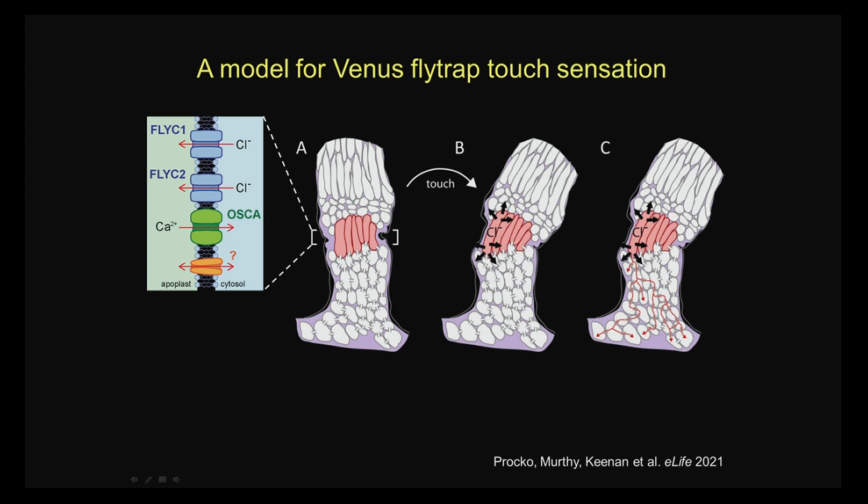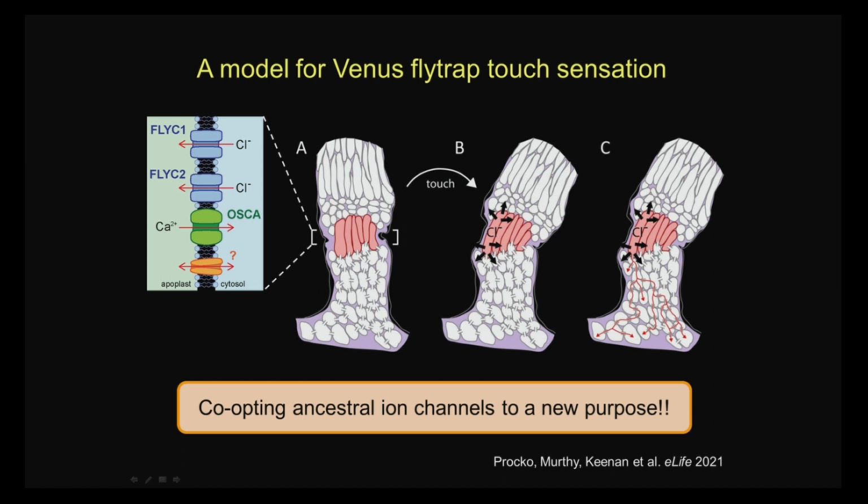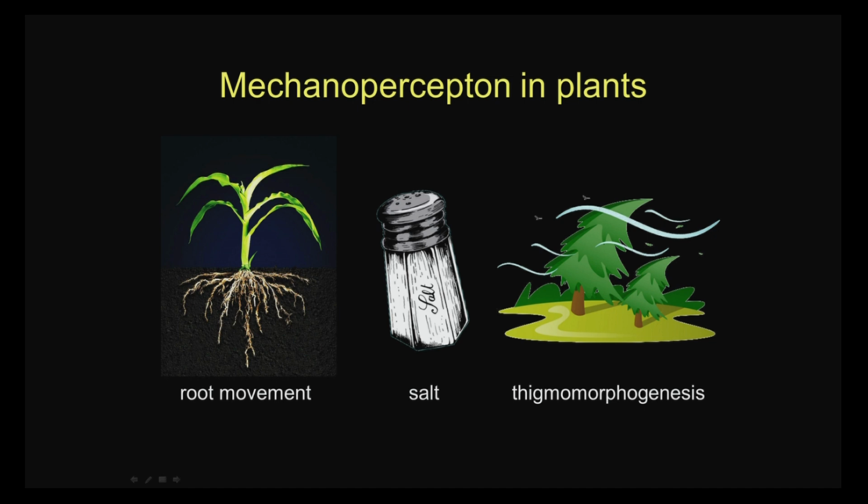yet unknown mechanism. And what I think this story reinforces again is this idea of co-option in evolution, right? We're taking this ancestral ion channel and we're putting it to this new purpose. So this ion channel was originally involved in sensing osmolarity in bacteria, and now plants, at least carnivorous plants, have put it towards touch perception. And it remains to be seen then the roles of these ion channels in other plants.